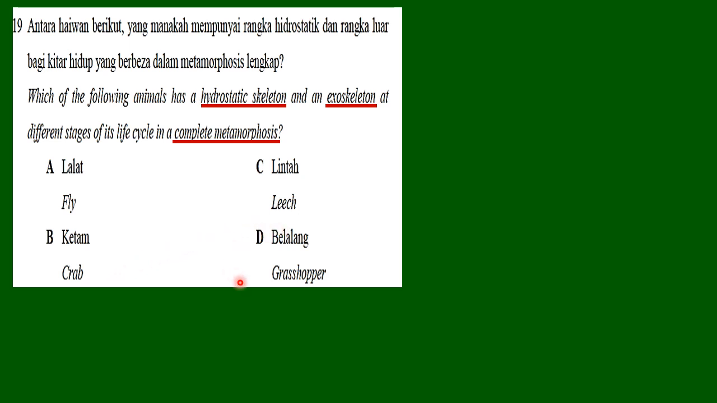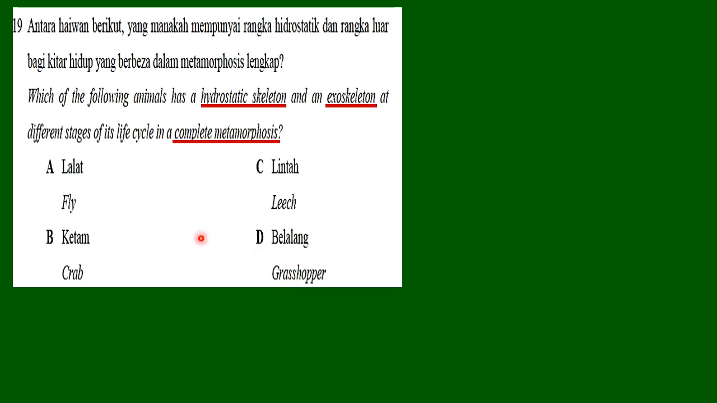So is it the grasshopper? Now grasshopper undergoes incomplete metamorphosis, not complete metamorphosis. So grasshopper is out. And the answer is the fly that performs a complete metamorphosis, where there is a larva and a pupa stage. Grasshopper doesn't have a larva or pupa stage. It has the stage called the nymph, and there are many nymphs at different stages of its life cycle. Sometimes they call it the instar.